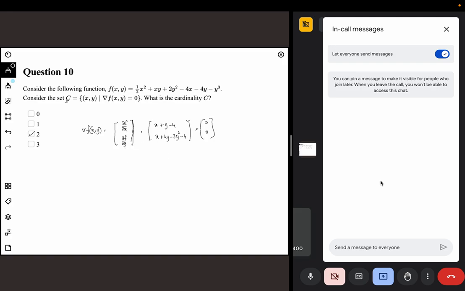It can happen that this is a quadratic equation, so you can always end up with both the solutions being the same. In that particular case, the cardinality will be 1, which is not the case in this equation because you can directly see it right here.